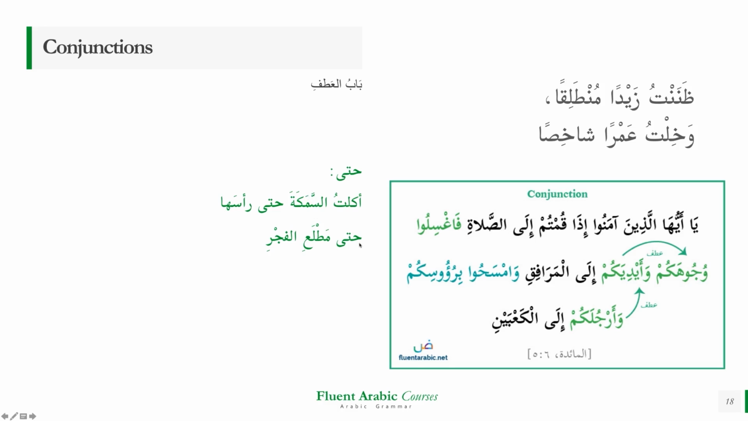But if the sentence is حتى مطلع الفجر, here حتى is used as a particle like إلى, عن, في. So it is one of the particles of jar. That is why it is majroor or makhfud. حتى مطلع الفجر. Here it means until. In the earlier example حتى means even, and here it means until.